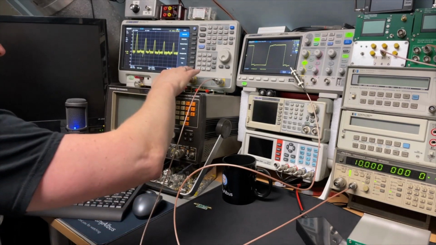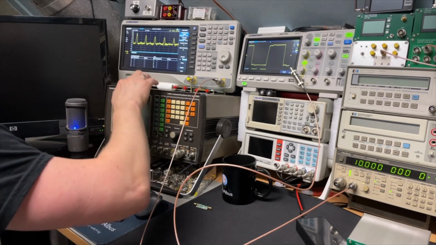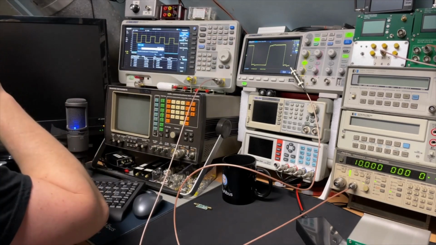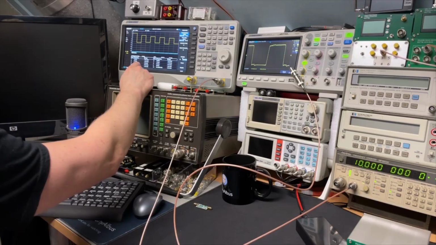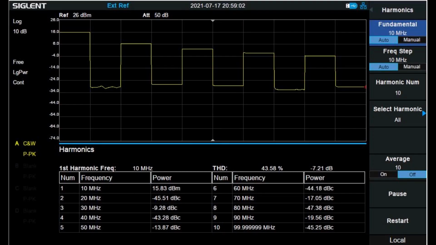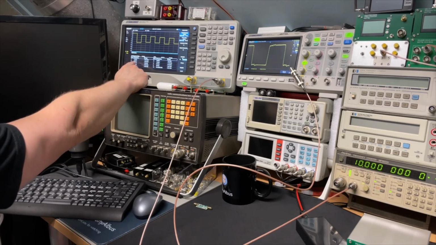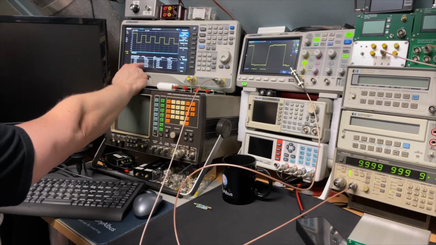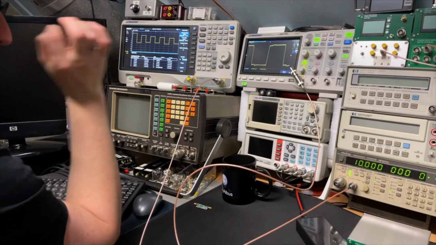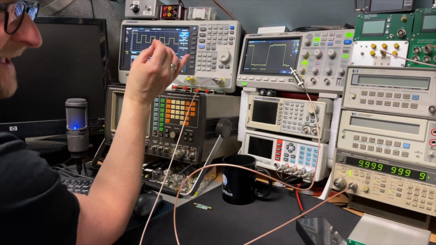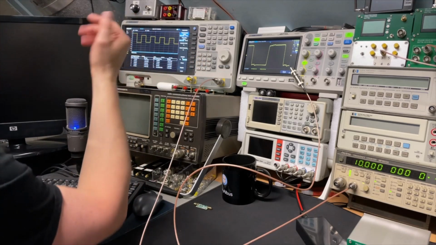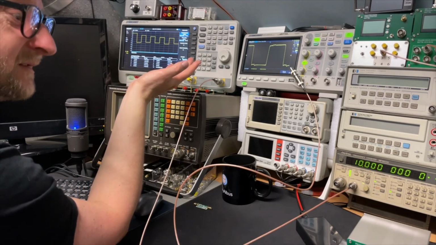So what if we just look at the harmonics? I will make a screen print also of this. Yeah, the second one, the 20 megahertz, is then at minus 45 dB, so you won't notice that one. But at 30 megahertz, it is minus 10 dB. That one could be noticeable, but usually the equipment knows it needs to look around 10 megahertz, so it's not gonna look for the 30 megahertz.